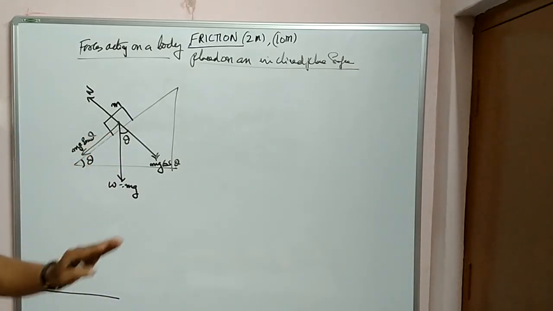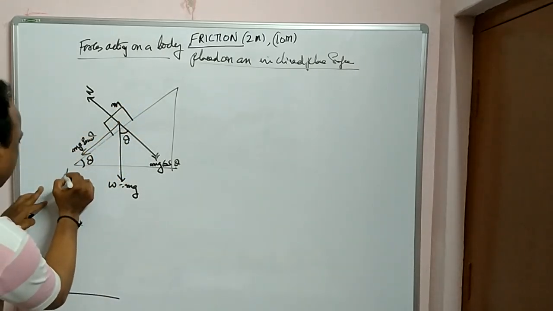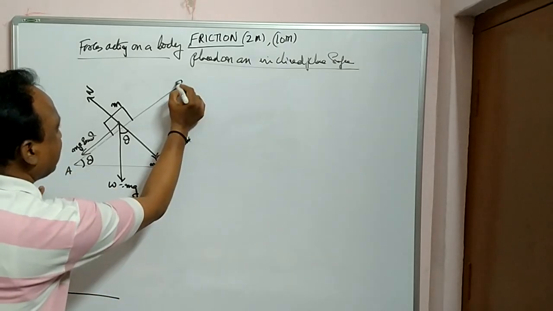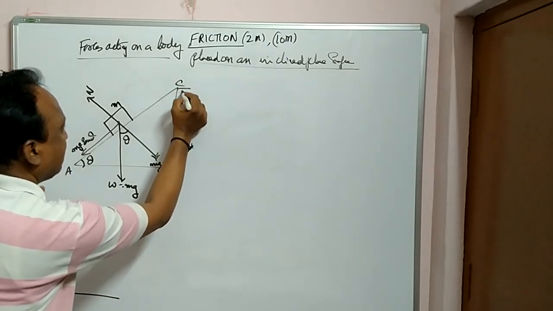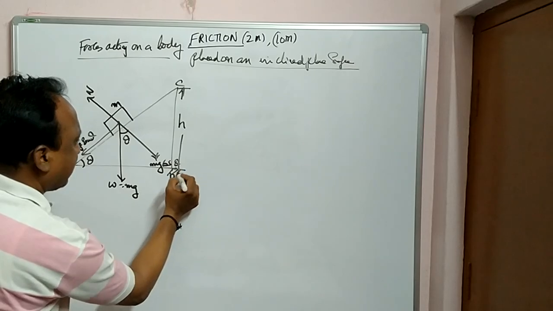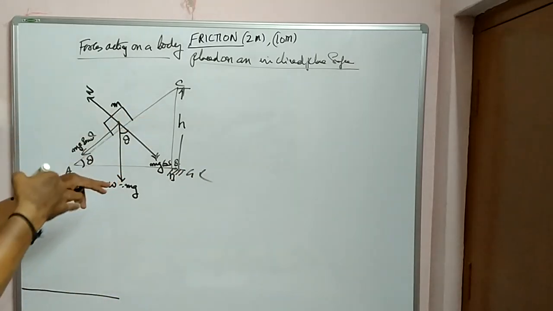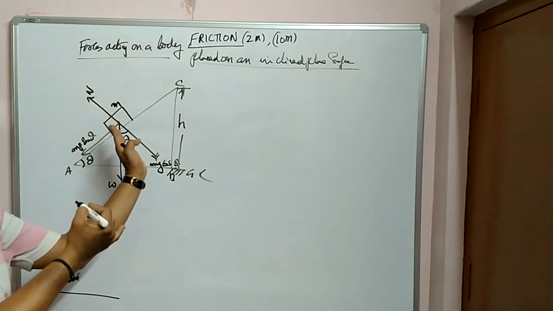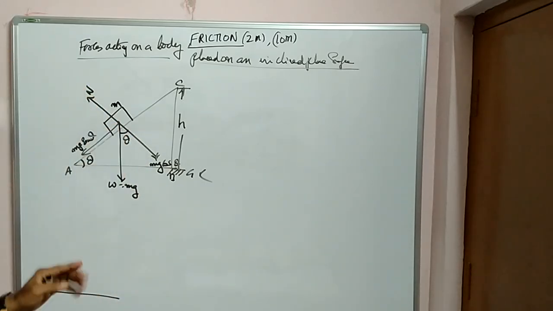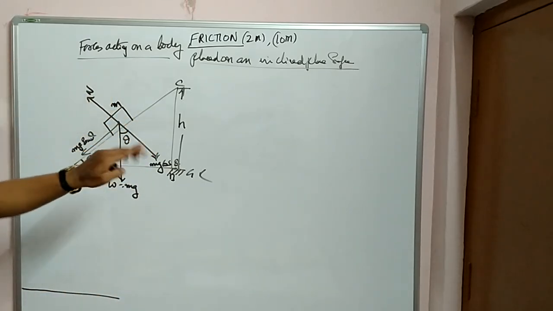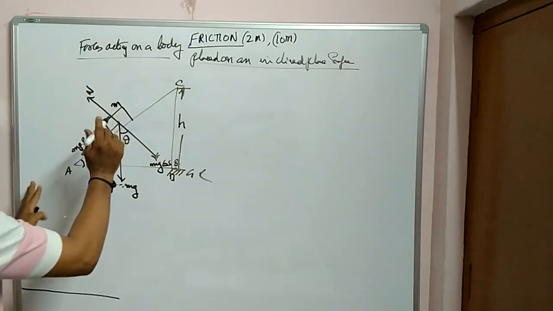So just now I told you, when it is on an inclined surface, this is the surface A, B, C. Let h be the height of the surface from the ground level. This is the ground level. So mg sin theta is the component along the incline, and mg cos theta is the component perpendicular to it. Now the body is resting. The block is not moving this way or that way, it is at rest.